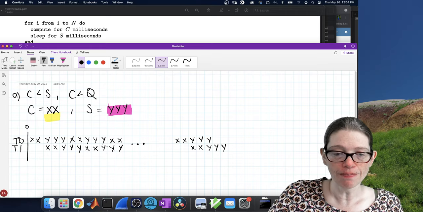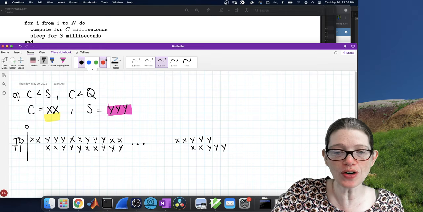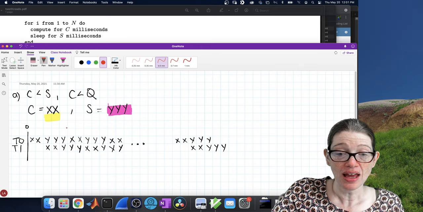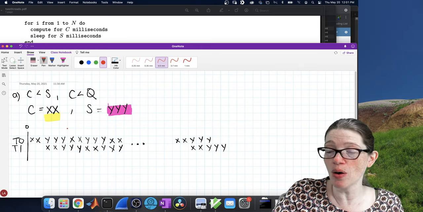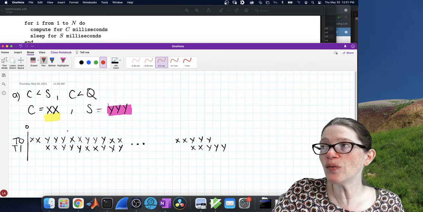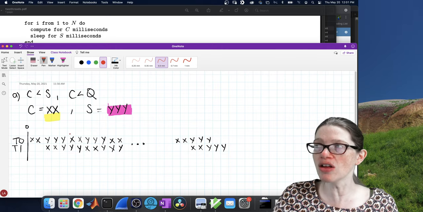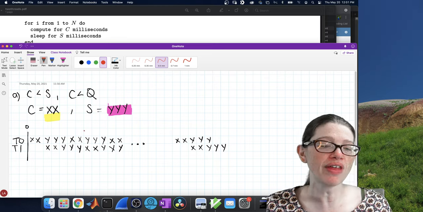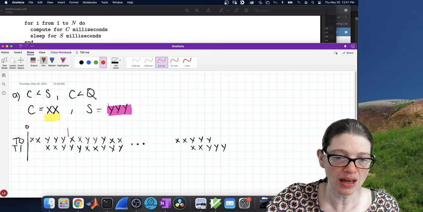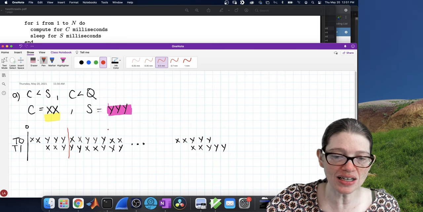So, how long does this take? Well, the first observation we're going to make is that thread zero never sleeps for any extra time. It goes from start to finish without taking any extra breaks. And we can divide its time like this.